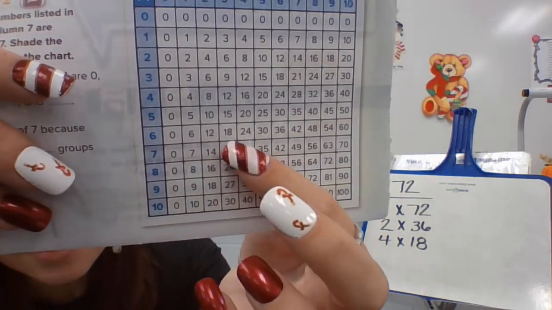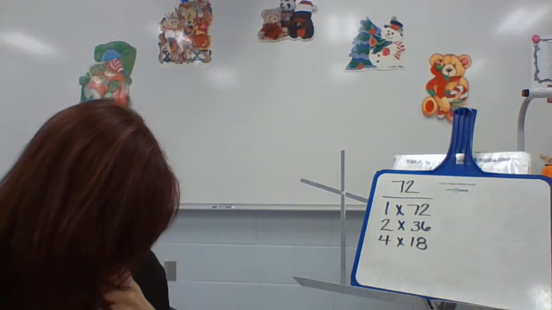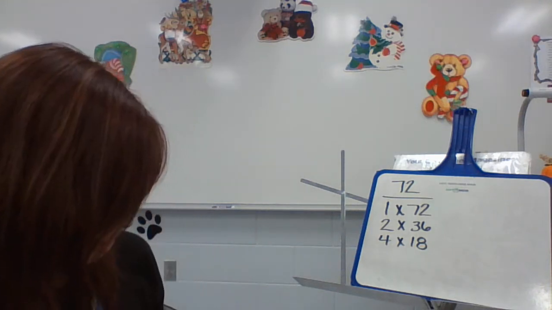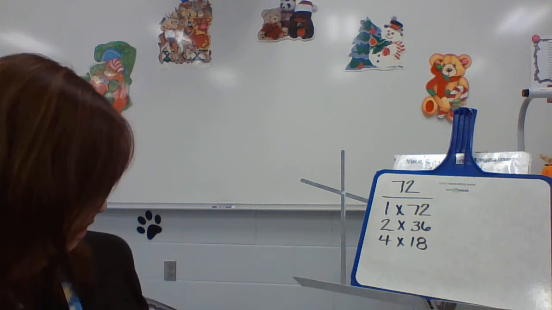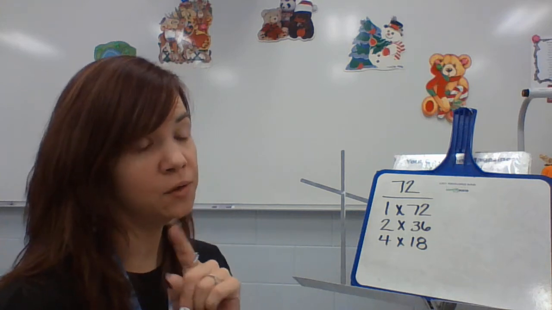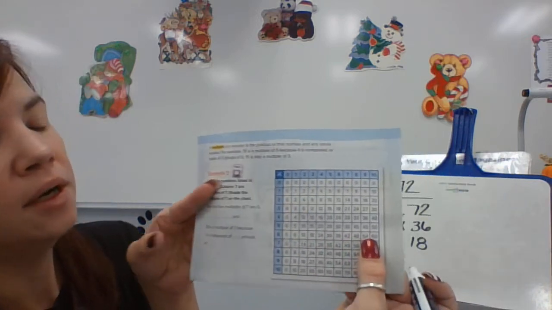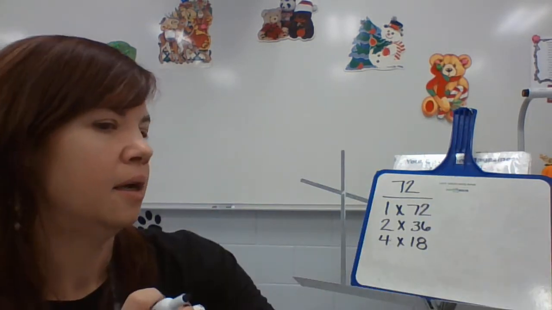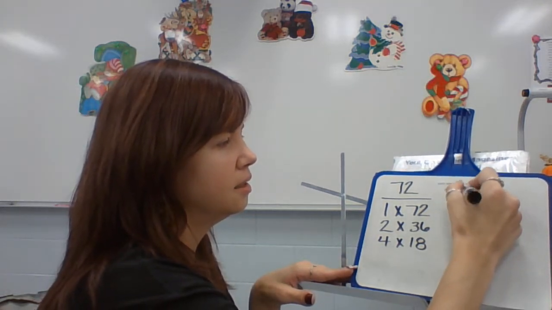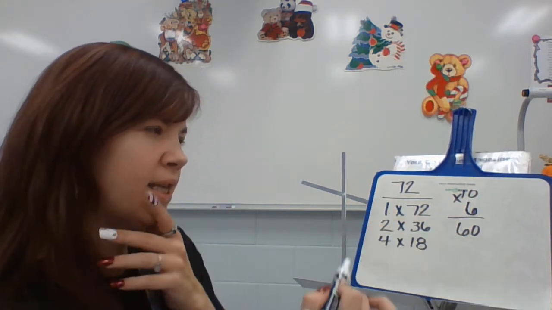They're all even, so maybe. This one's a tricky one because nothing on here will give me 72, but it could be. So here's where you have to stop and think for a second. If I know it goes to 60, 6 times 10 gave me 60. Could I go to 72?